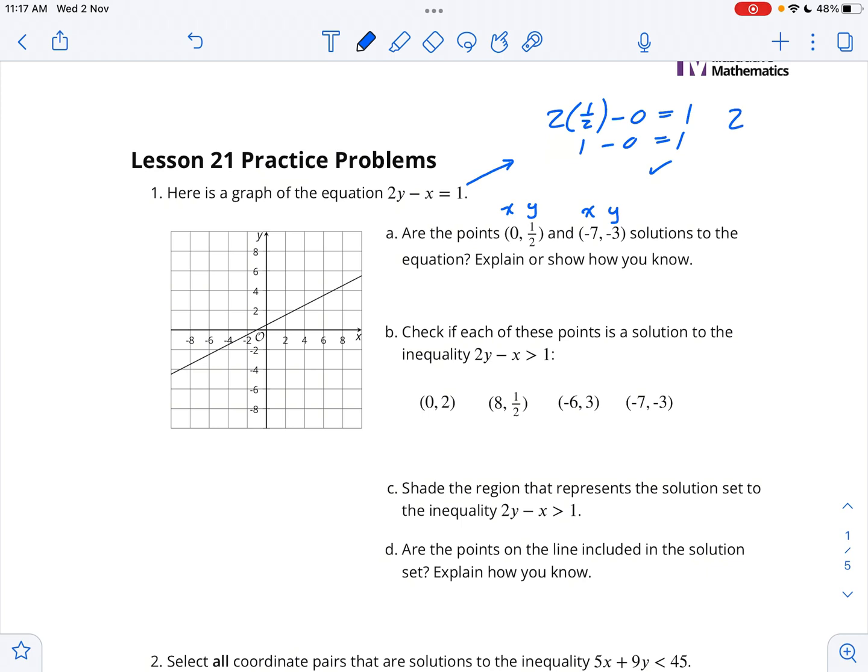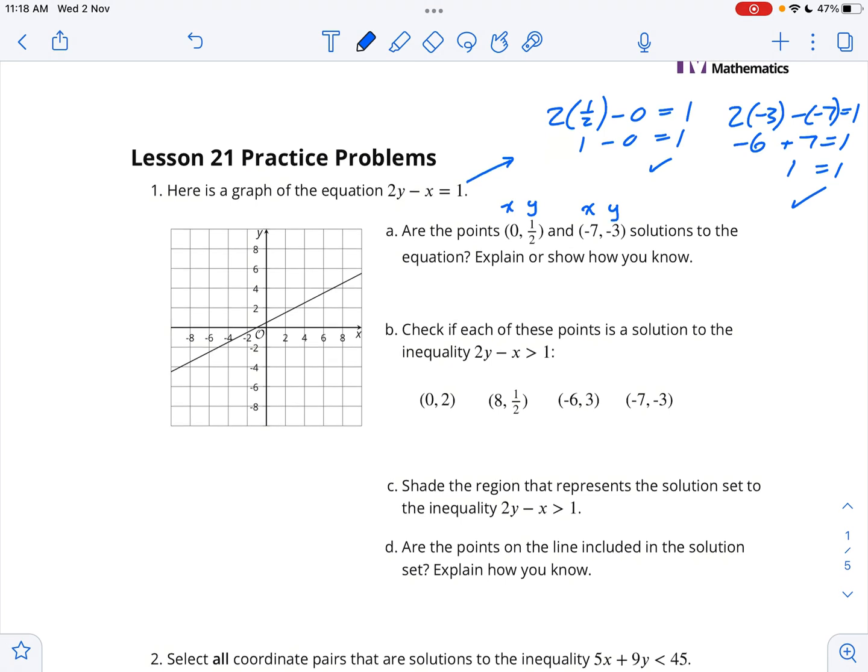So the second one is going to be 2 times -3 minus -7 is equal to 1. That's -6 plus 7 is equal to 1. And that also works. 1 equals 1. So I would say that, yes, they are solutions. And then show how you know. That's my math right up there. And you could see there on the graph, (0, 1/2) would be right here. And (-7, -3) is going to be right there, both on the line.